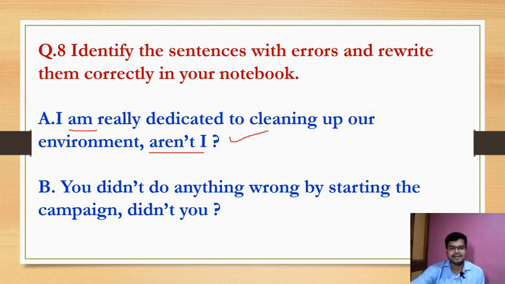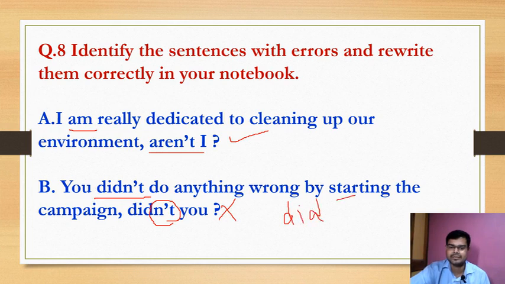Now let's check the last sentence. You didn't do anything wrong by starting the campaign, didn't you? Here you can see didn't is there, and our rule says when the statement is negative, the tag should be positive. But have they written a positive tag? No, you can see they have used not as well. So it's a wrong one. Instead, we need to write simply "did I," because the statement is negative, so we need to make it positive.